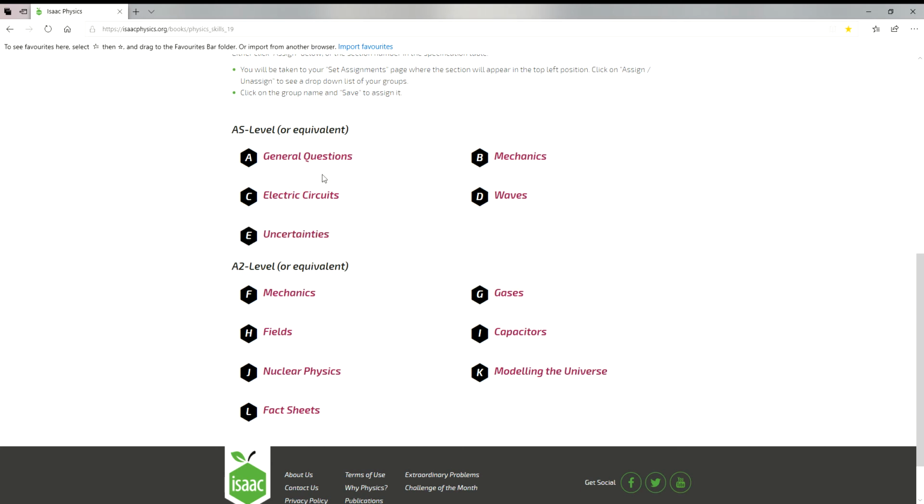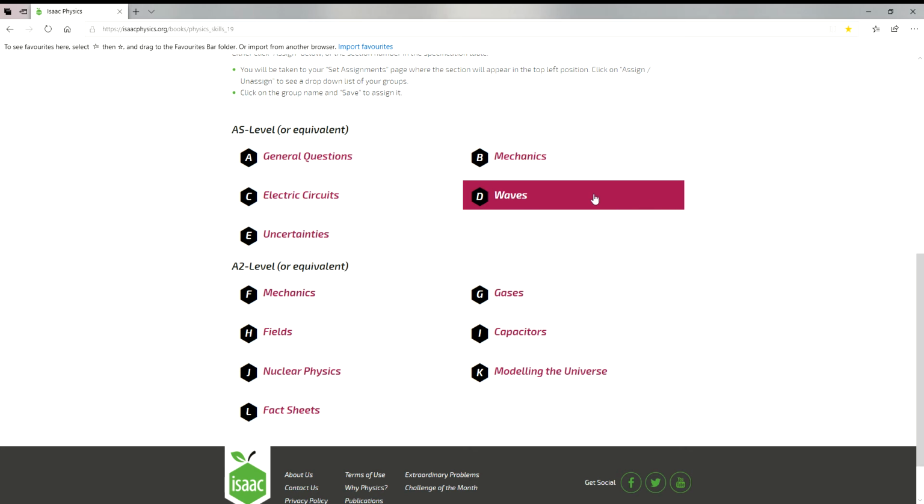So AS level and A2 level, just to remove any confusion here. AS level doesn't exist for us really anymore, but essentially we're looking at year 12 work and year 13 work, except for the fact that mechanics is in year 12, capacitors is in year 12, and there's a few bits of waves that are in year 13. It's not a perfect setup, but it's a go-to place to find question sets.